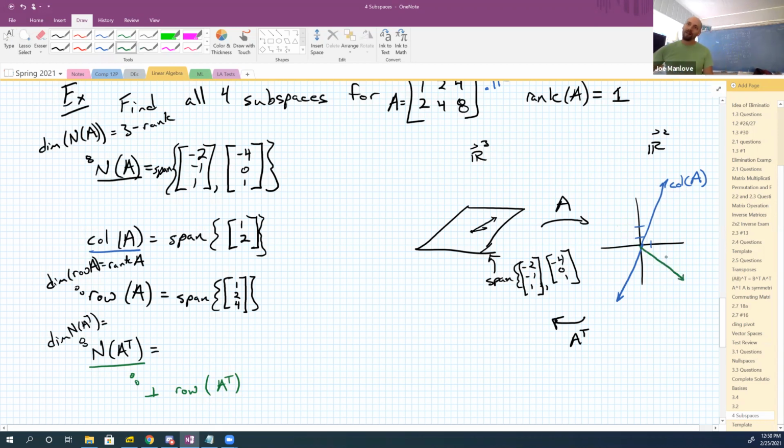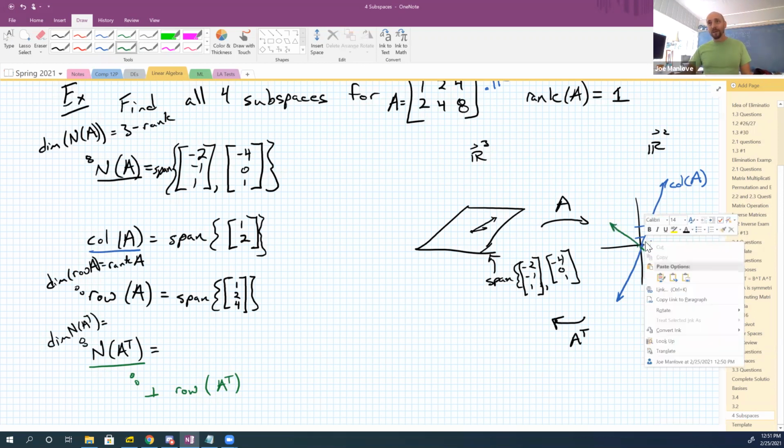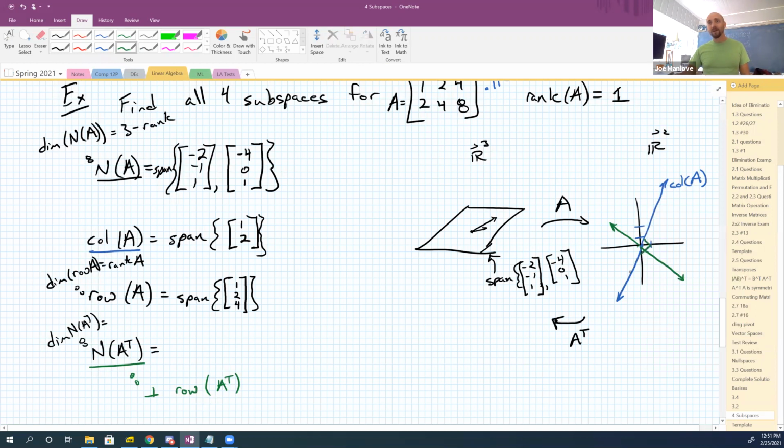Oops. Damn it, stop that. Stop trying to help me. Stop trying to help me, OneNote. Notice that those two are perpendicular. Stop trying to help.